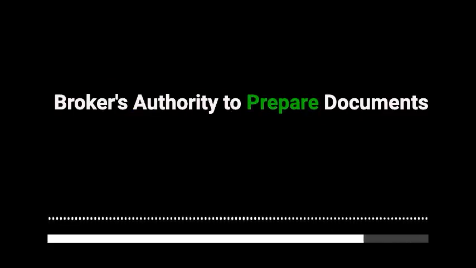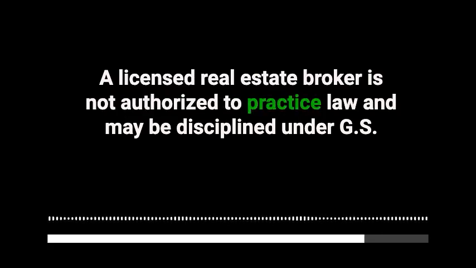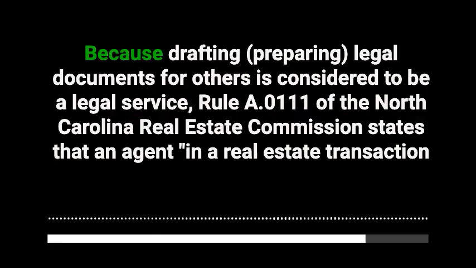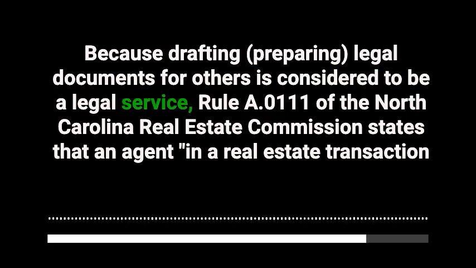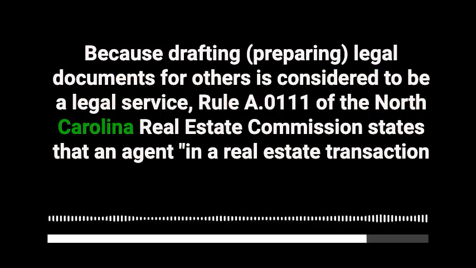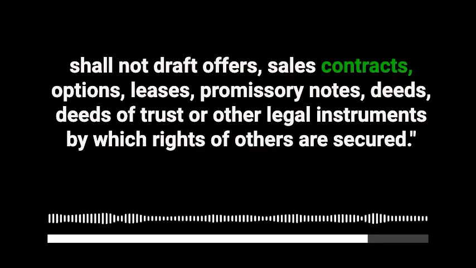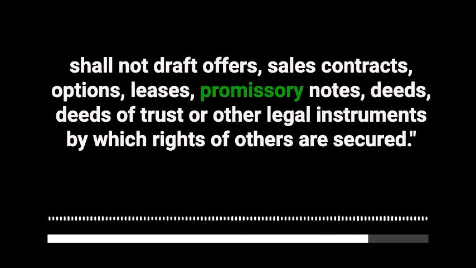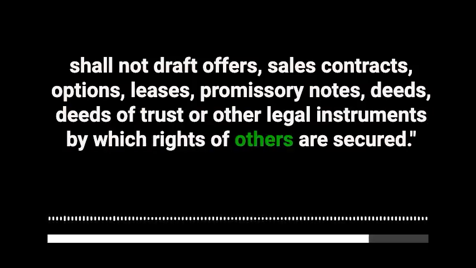Broker's authority to prepare documents. A licensed real estate broker is not authorized to practice law and may be disciplined under GS 93A-6 for attempting to perform any legal service. Because drafting legal documents for others is considered to be a legal service, Rule A-111 of the North Carolina Real Estate Commission states that an agent in a real estate transaction shall not draft offers, sales contracts, options, leases, promissory notes, deeds of trust, or other legal instruments by which rights of others are secured.